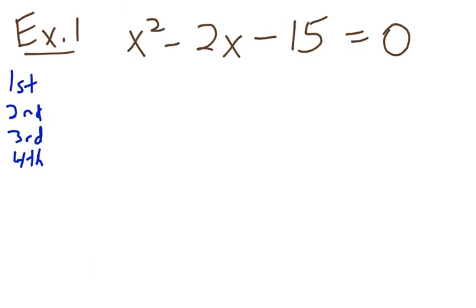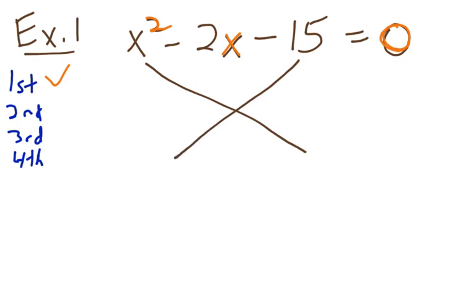Example 1, x squared minus 2x minus 15 equals 0. First step, is it set equal to 0? Yes. Is it in standard form? Well, we have the squared term and then the x term, and then our constant, so yeah, it's in standard form. Second step, we need to factor using AFM. So let's go ahead and make our x, and then AFM: add, factor, multiply.